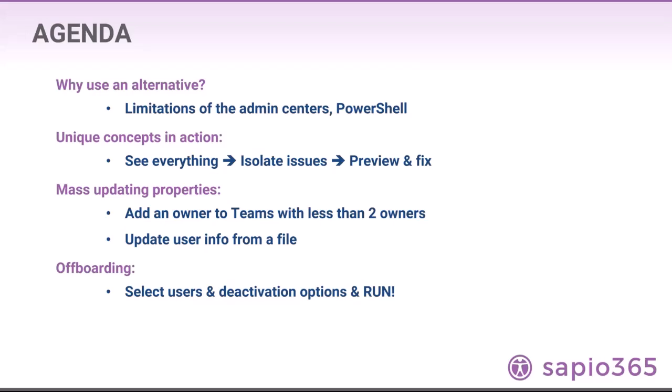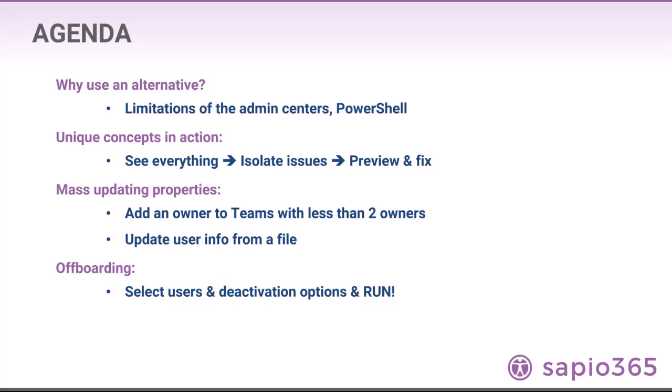Why would you use an alternative? Well, there are, as you probably noticed, some limitations to the admin centers, probably especially when it comes time to making bulk changes. There's always PowerShell, but PowerShell has its own set of issues, and it's a little bit cumbersome to use. And we'll show you some unique concepts that we have, because the goal is you see everything about your Microsoft 365 world, you find your issues, and then you preview it and you fix it, and then you make those changes. We'll look at mass updating properties.